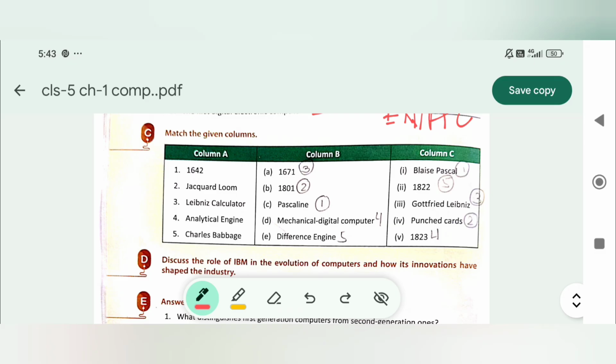So, 1642 Pascaline, Blaise Pascal. Then Jacquard loom 1801, punch cards. Leibniz calculator 1671, Gottfried Leibniz. Analytical engine, mechanical digital computer, 1823, Charles Babbage. Difference engine, 1822.